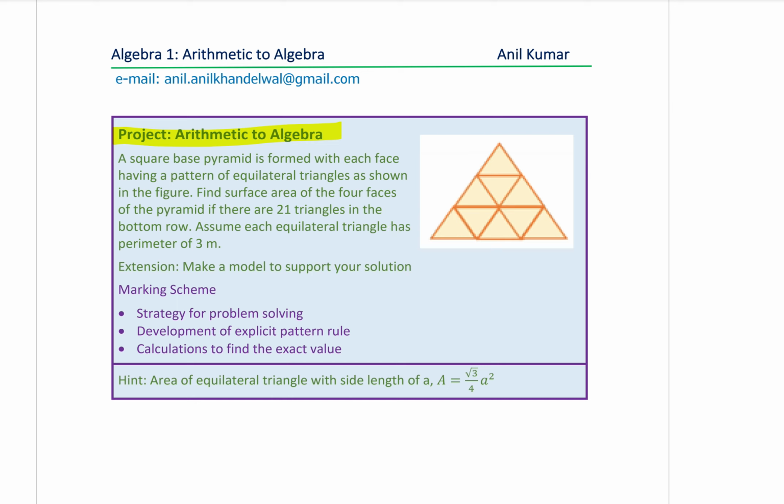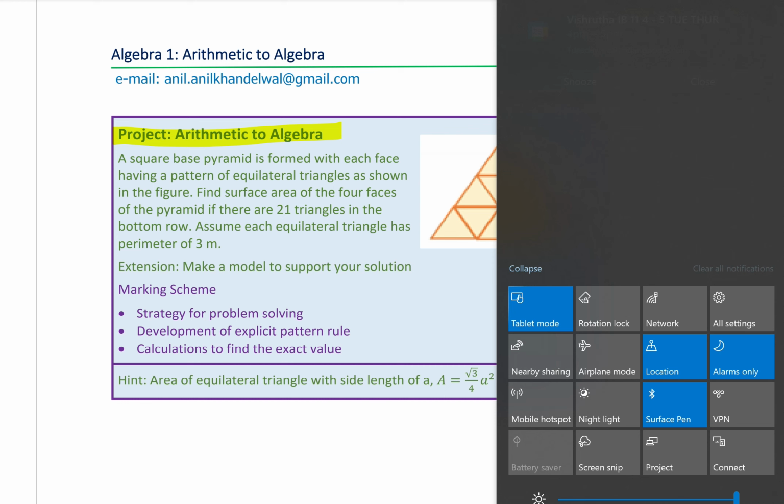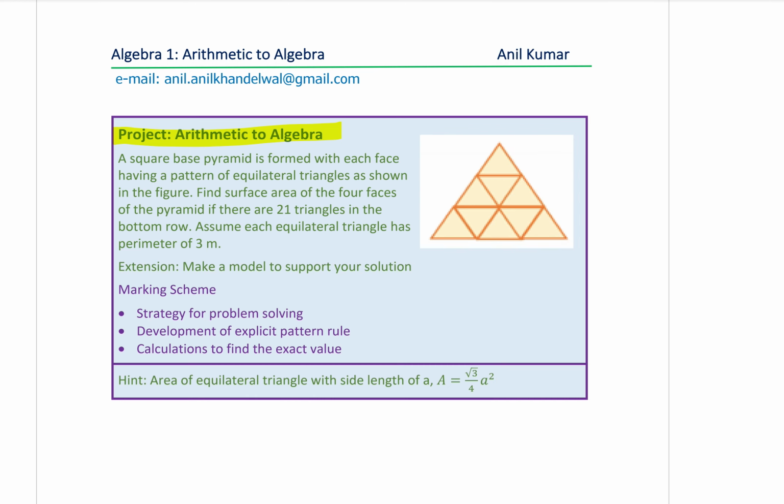Got it? So what we have is this is one face of your pyramid. So let's say we have a square base pyramid. Let me draw here a square base pyramid, right? But each face, which I am drawing with these orange lines, is a triangular face. Let's say this face is a triangular face.